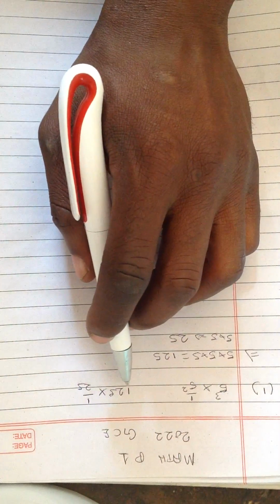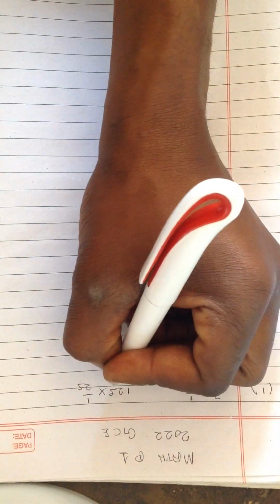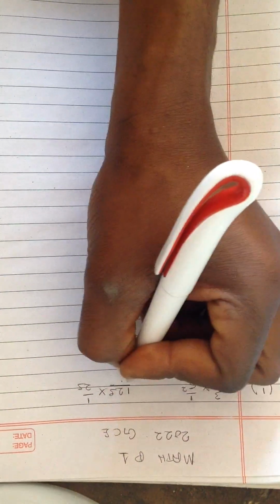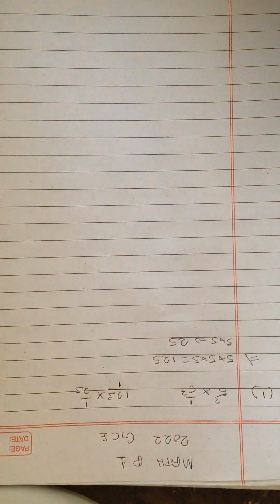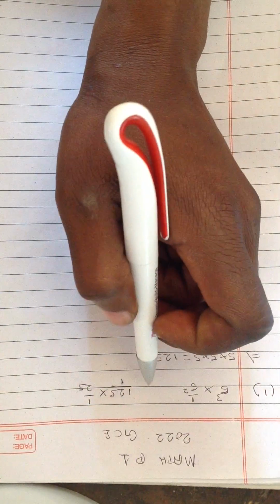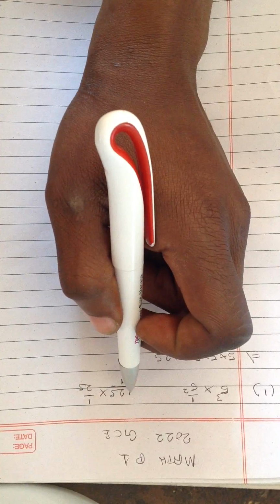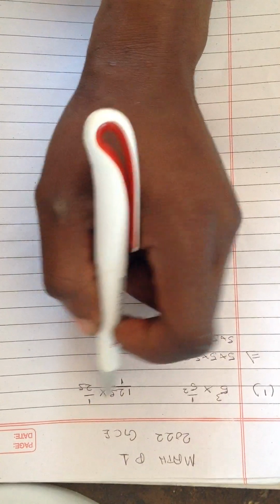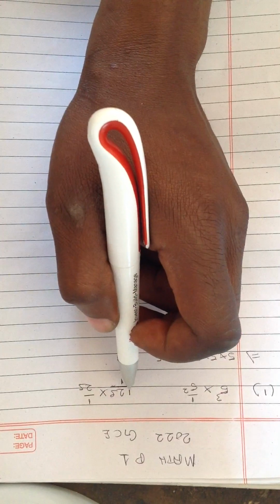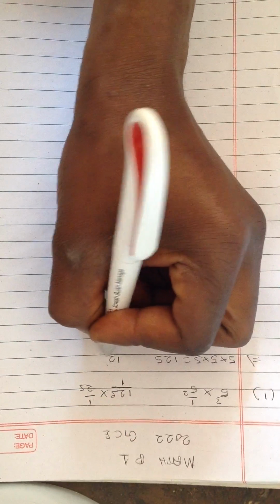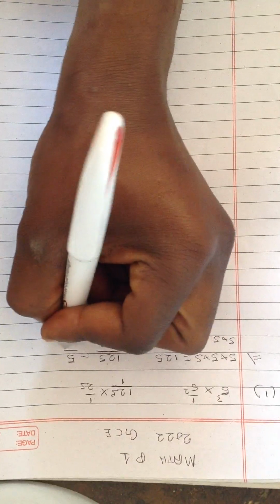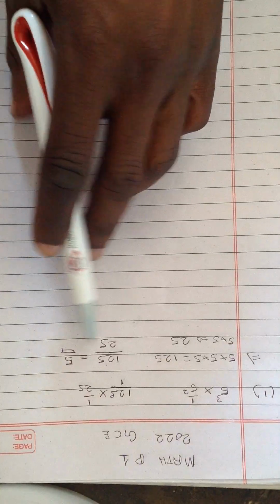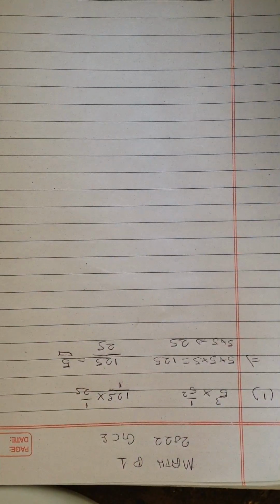Since I have 125 as a whole number, what am I supposed to do? Each and every whole number has a denominator of 1. The multiplication is done numerator by numerator, denominator by denominator. So 125 times 1 gives 125, over 1 times 25, which gives 25. 25 into 125 gives 5, because 5 times 25 gives 125. So 5 is our answer.